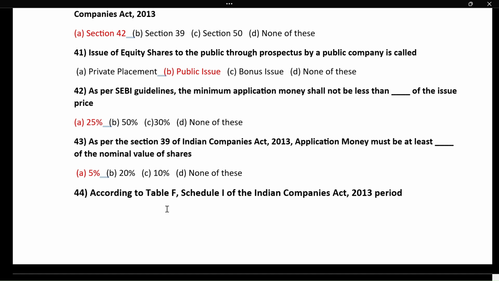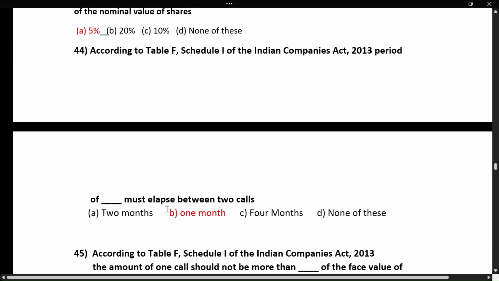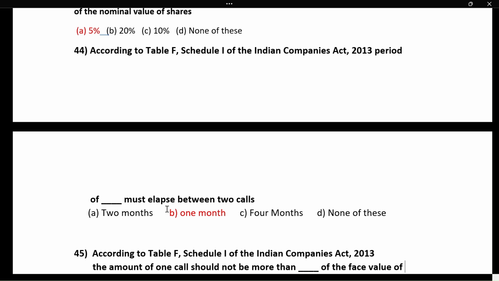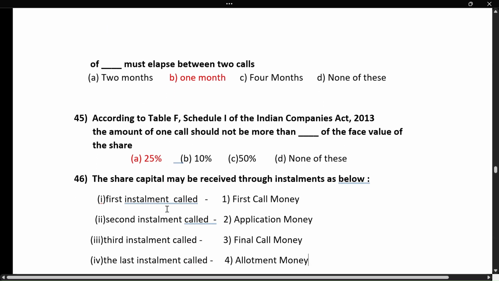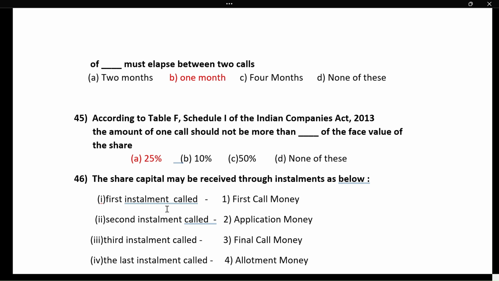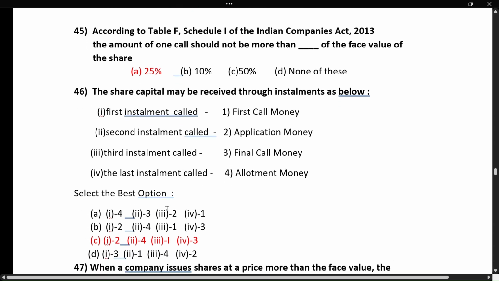As per Section 39 of the Indian Companies Act 2013, application money must be at least 5% of the nominal value of shares. According to Table F, Schedule 1 of the Indian Companies Act 2013, the period between two calls should be 1 month. According to Table F, Schedule 1 of the Indian Companies Act 2013, the amount of one call should not be more than 25% of the face value of the share.